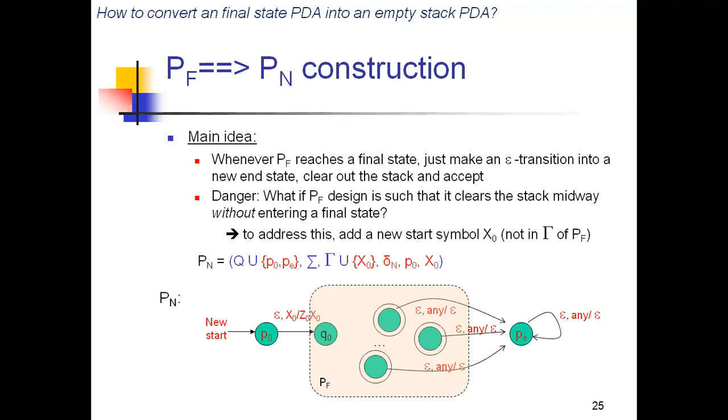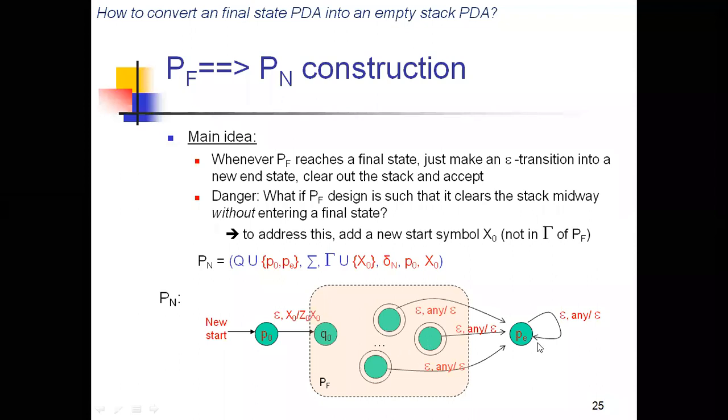See here the difference of the two transition diagrams for PF and PN. In the previous slide, I showed you the PF, where I converted empty stack into final state. And here I'm showing you by converting final state into empty stack, right? Initially I start with a state P naught, and then I enter into Q naught with an epsilon along with X naught, and then there is no connection between these states, because here we don't have the final states, right?